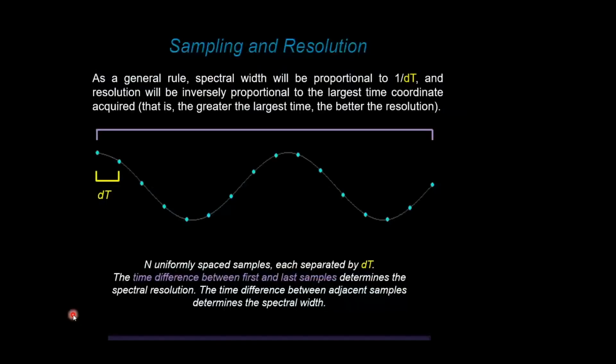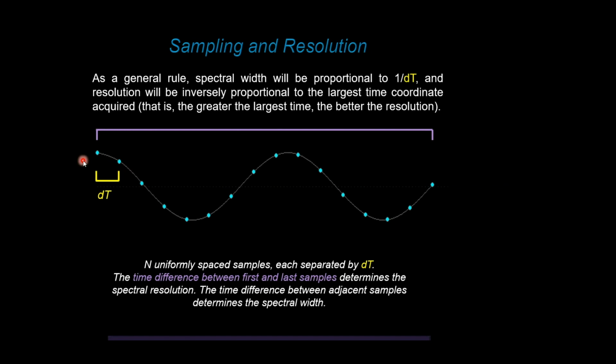So let's start with some basics. A general point about time series data, like measured NMR data, is that we have two aspects of the data: the spectral width, which we also used to call the sweep width, which is dependent on the space between points that we sample, and the resolution that we can achieve with the measurement, which is dependent on the distance in time between the first point that we measure and the last point that we measure.